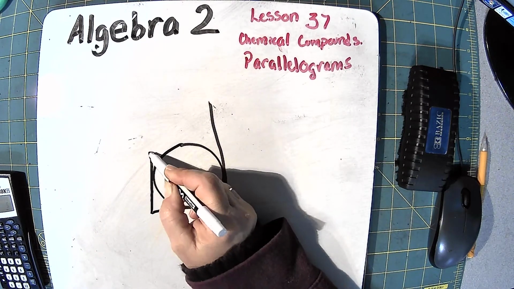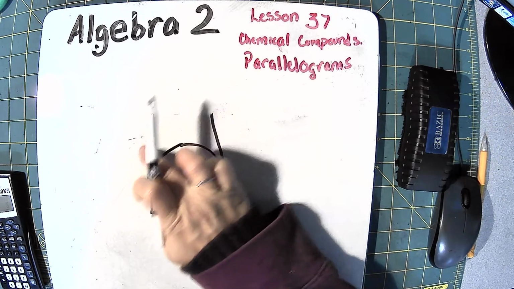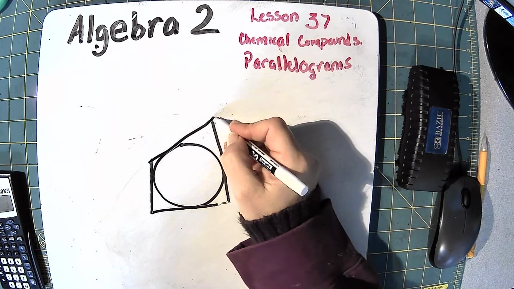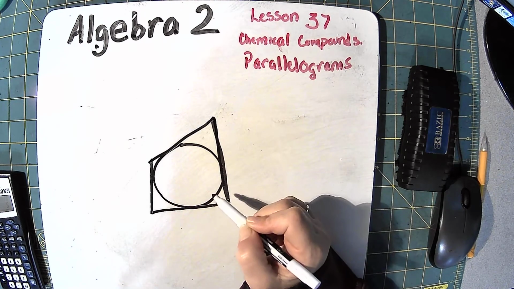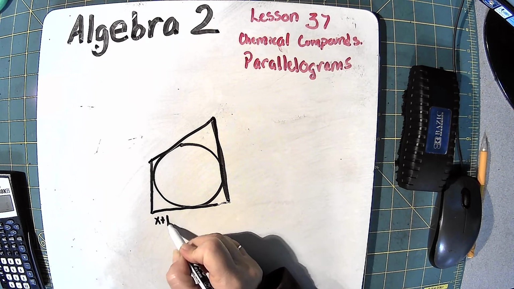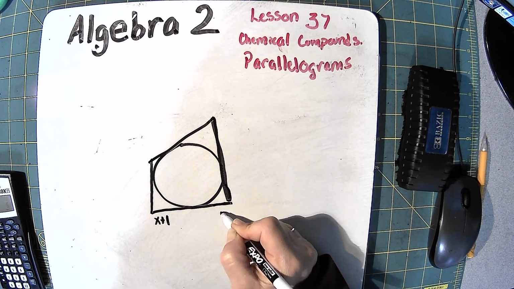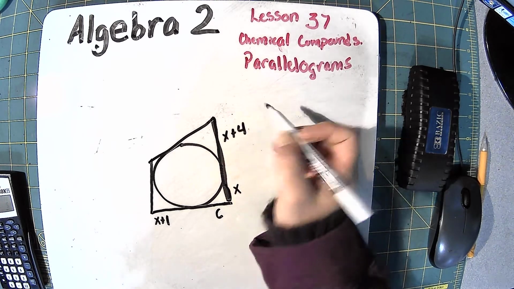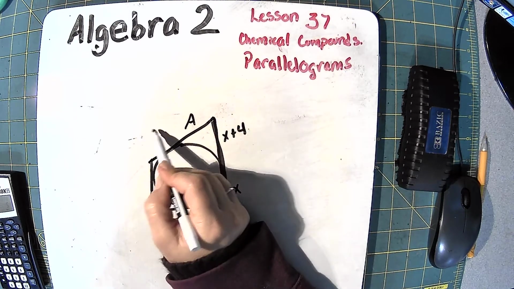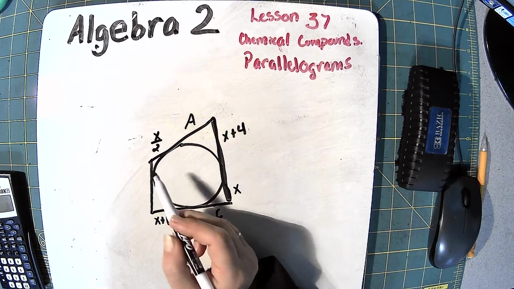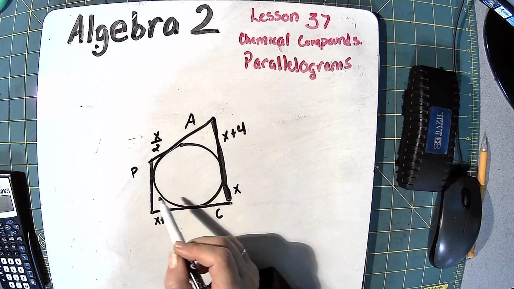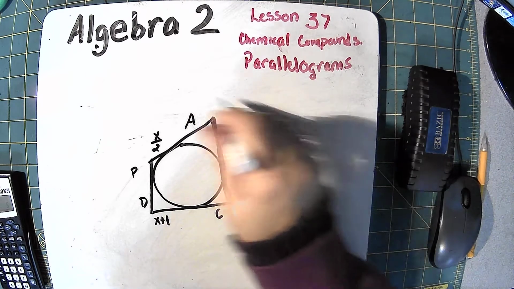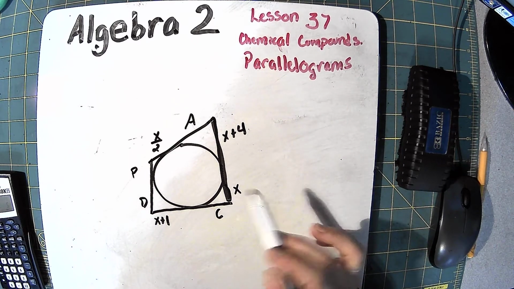So we've got this shape right here. It looks like a lean-to with a circle in it. And right here it says this is x plus 1. This piece right here is c. And then we've got x. And then we've got x plus 4. And we've got a. And we've got x over 2. P. And d.